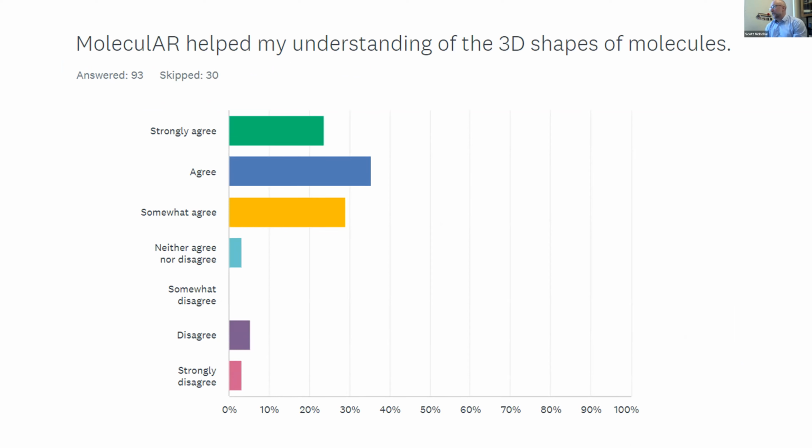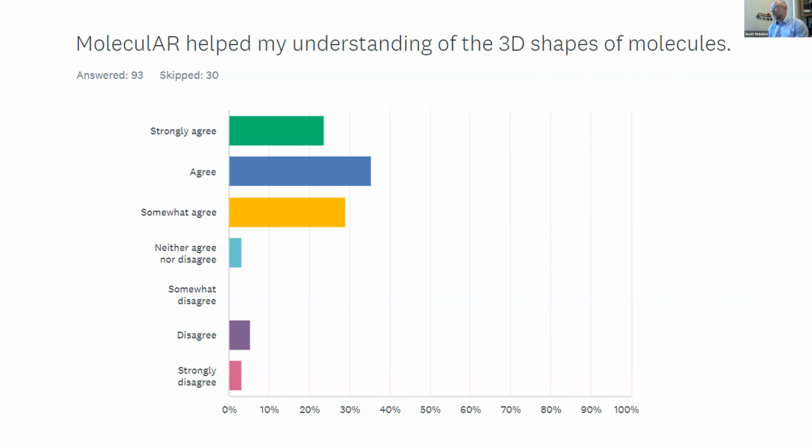We were really not too sure what would happen in terms of how useful they had found it. But the vast majority of those who had used the app did find it very helpful, or at least somewhat helpful, in understanding the 3D shapes of molecules. We got a very similar distribution when we asked them about the 3D shapes of orbitals as well. They were essentially the same question. It was equally helpful for orbitals as it was for molecules. So there's no real distinction between the type of three-dimensional object that they're trying to understand. The augmented reality was helping them.